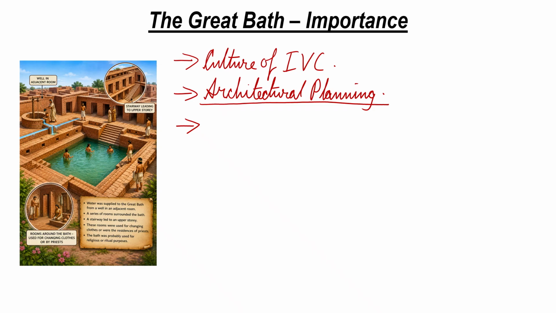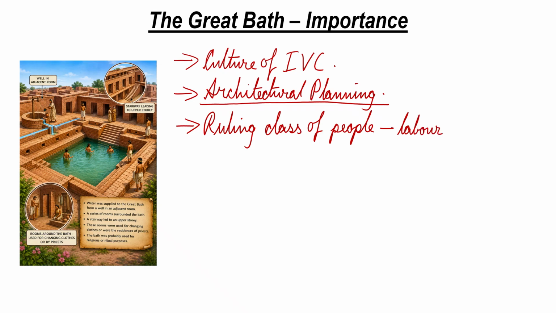And also from the fact that it is constructed within a citadel, we get an example of the existence of a ruling class of people. Okay, and this ruling class probably could mobilize labor and also collect taxes. So we get a caste division in the society, or a classification in the society.